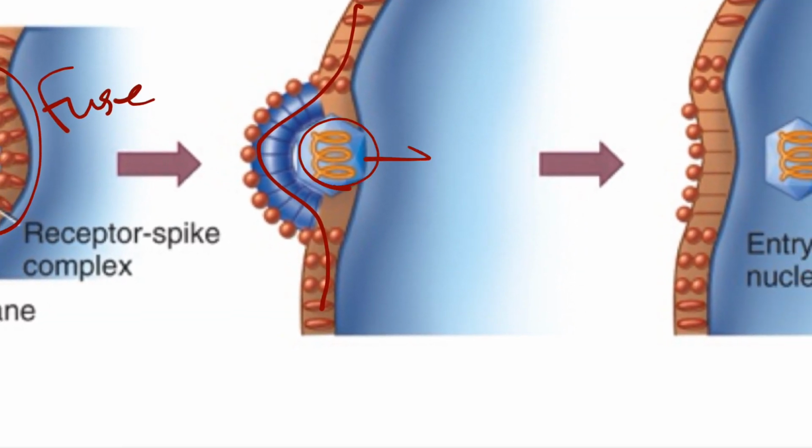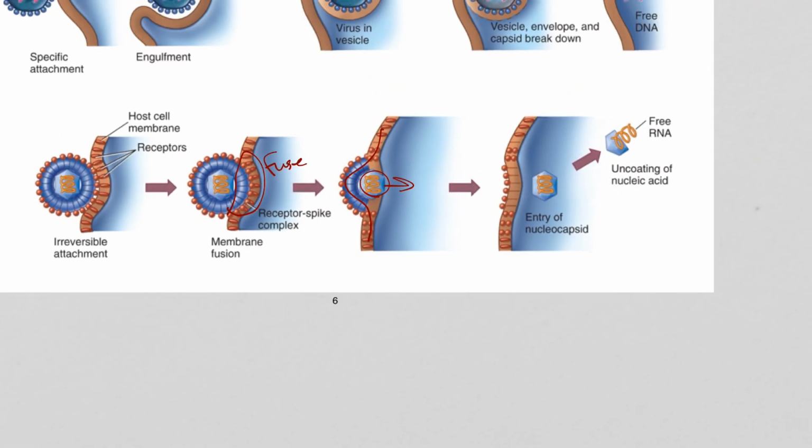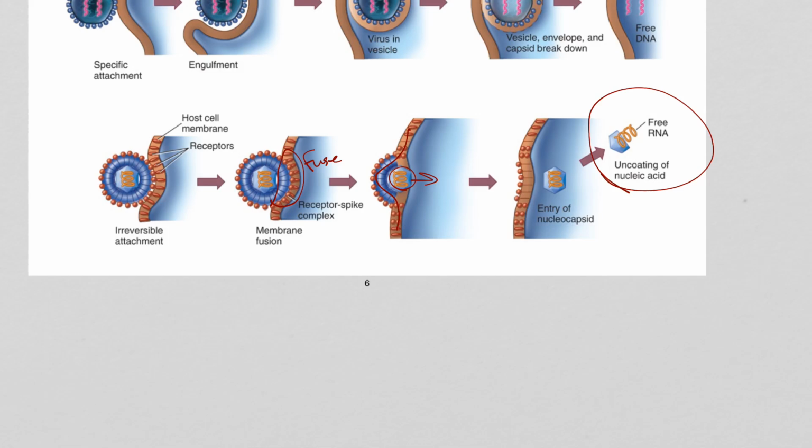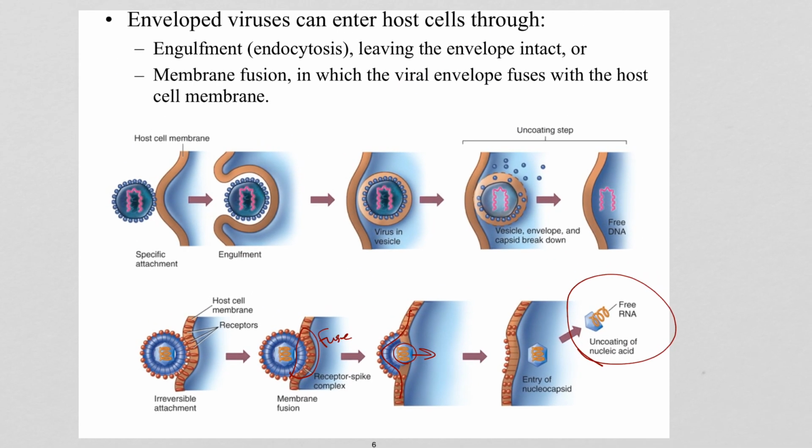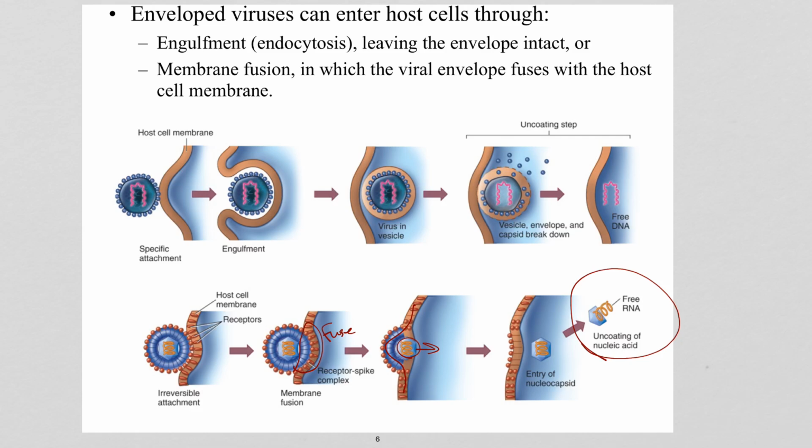The capsid and the nucleic acid are then sort of injected or spit into the inside of the cell where the same thing can happen. Uncoat the capsid, free the RNA or DNA, and you can move on there to start replicating more viruses.